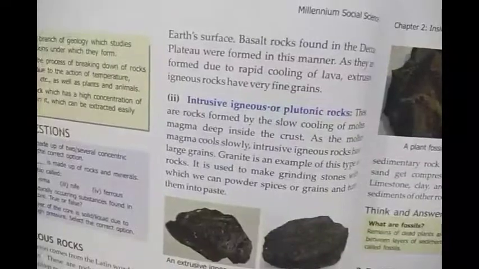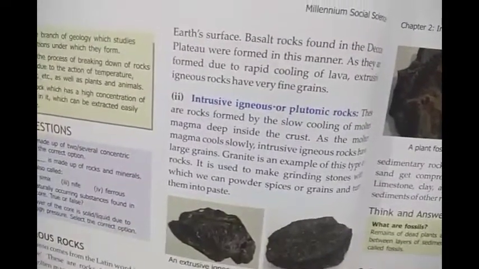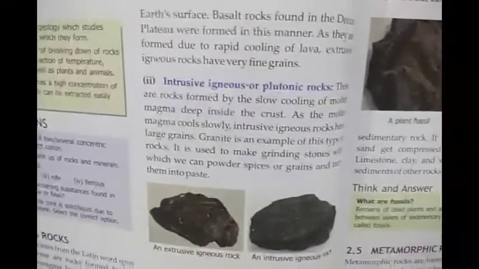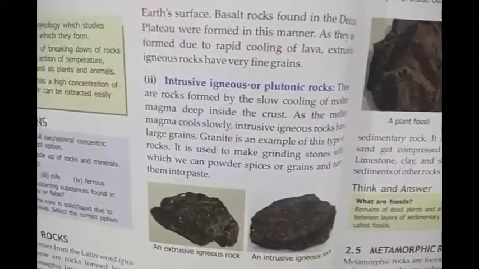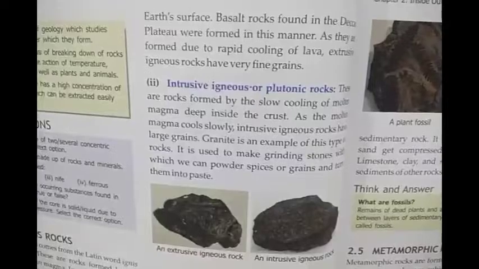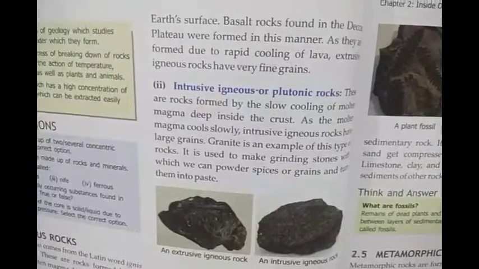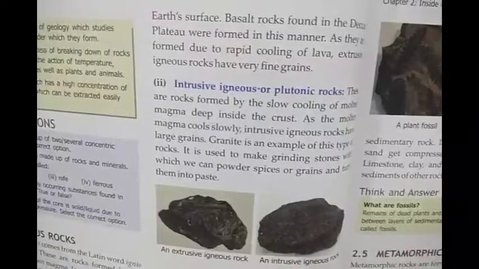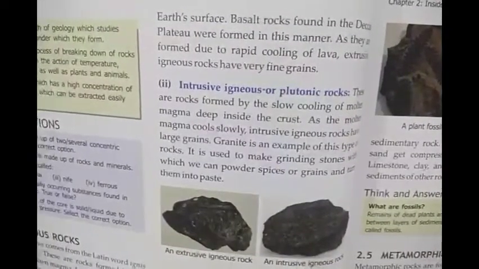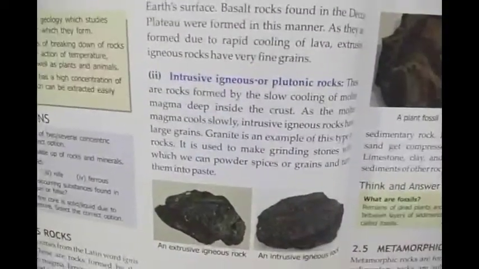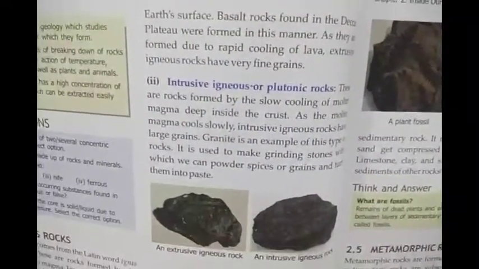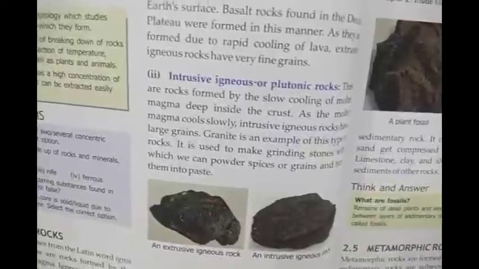The next division of rocks is the intrusive igneous or plutonic rocks. What are these rocks? When the molten magma cools down deep inside the earth's crust, intrusive rocks are formed. Since they cool down slowly, they form large grains. An example is granite. Granite is an example of intrusive igneous, also known as plutonic rocks.